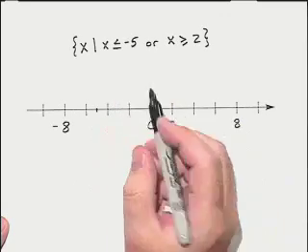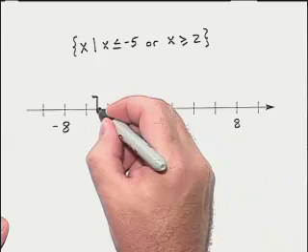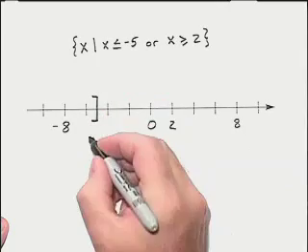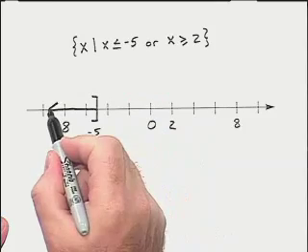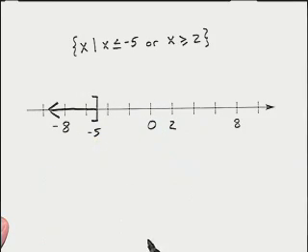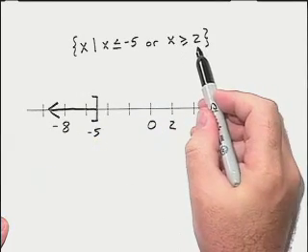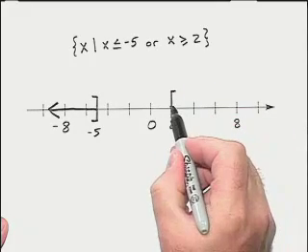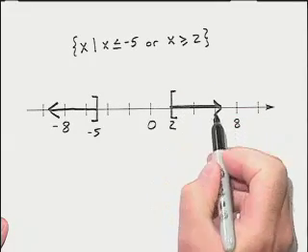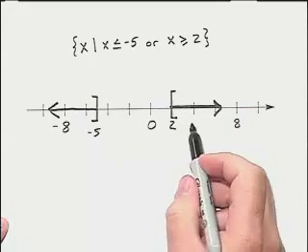We want x to be less than or equal to negative 5, so we'll use a square bracket at negative 5, and we'll draw an arrow going off to the left. We want x to be greater than or equal to 2, so we'll use a square bracket at 2. We'll draw an arrow going off to the right. And there's the graph of our solution set.